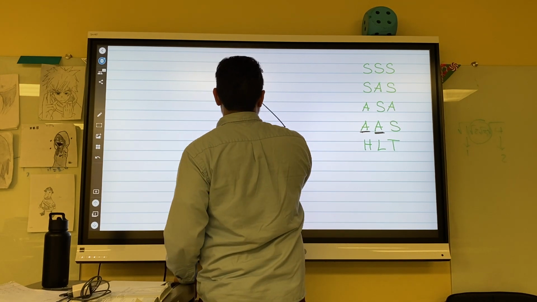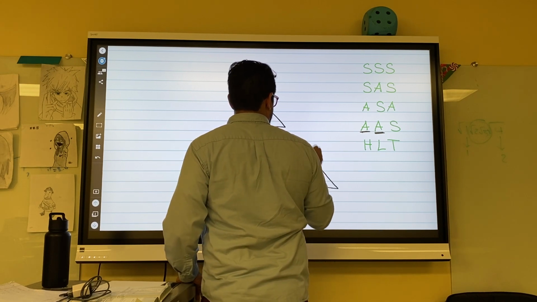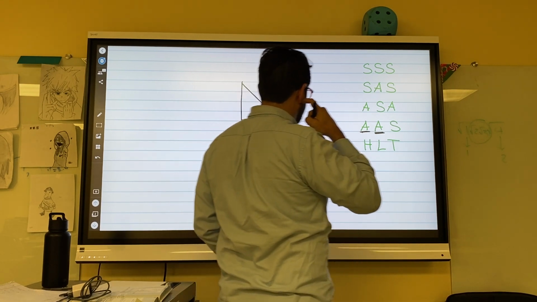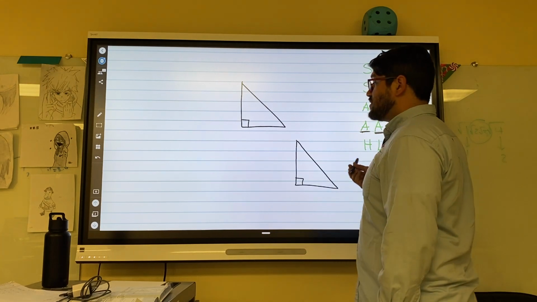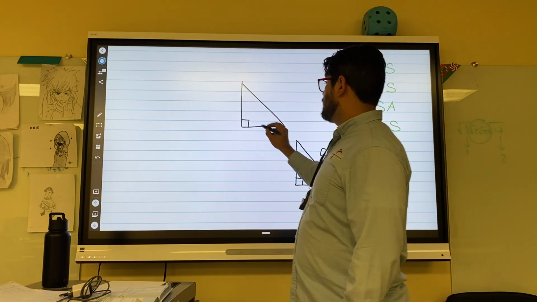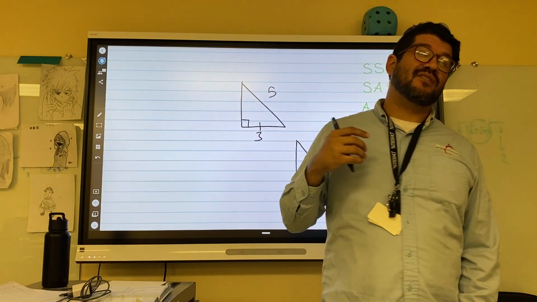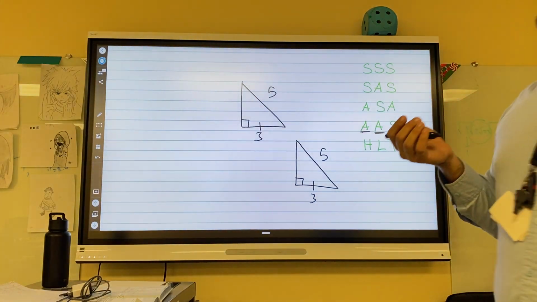Only works on right triangles. So if this is a right triangle and there's another right triangle, okay? If they have two sides in common, 3, 5, 3, 5, that is enough to prove that the triangles are congruent. You don't need anything else, okay?